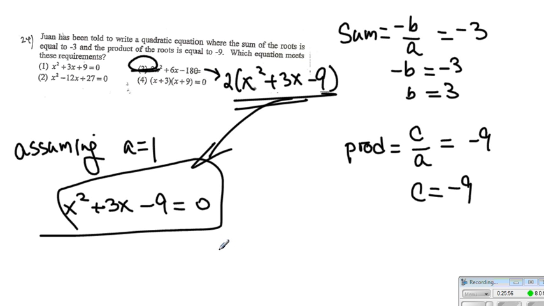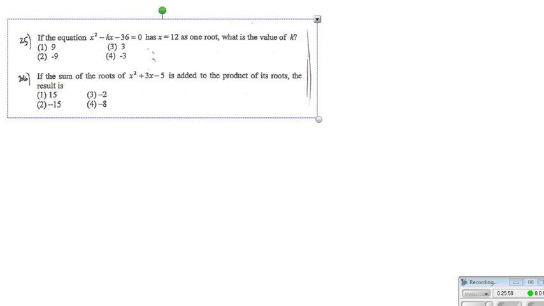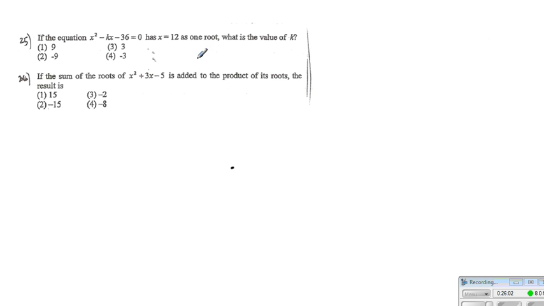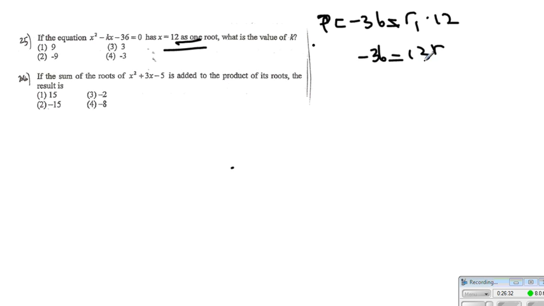Let's move on to the next question. Now, 12 is one root. What does that mean? 12 is one root. We could do this one in a couple of different ways. You see, the product of the roots is negative 36. This must be the other root r times 12. And we end up getting 12r is equal to negative 36. Then by dividing it by 12, r must be equal to negative 3.